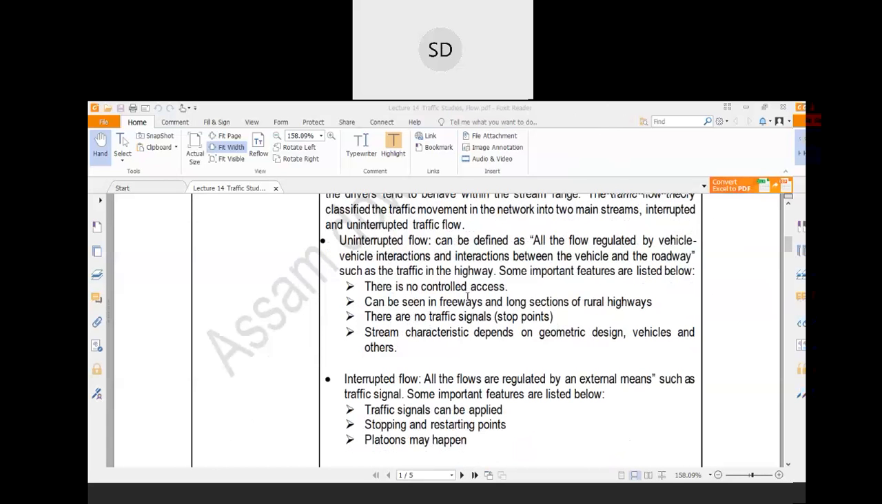It can be seen in freeways and long sections of the road, highways.